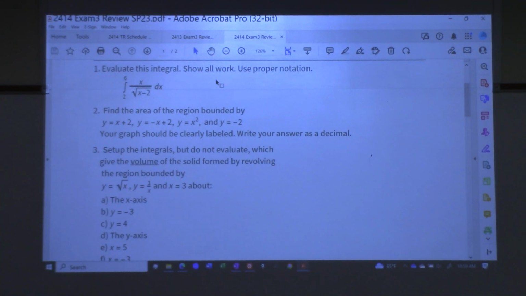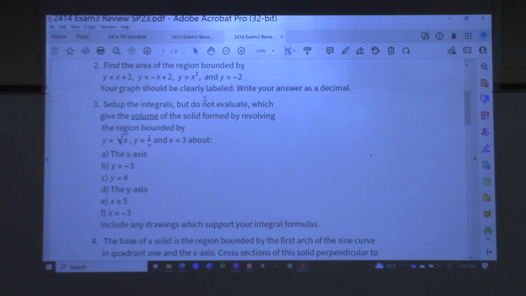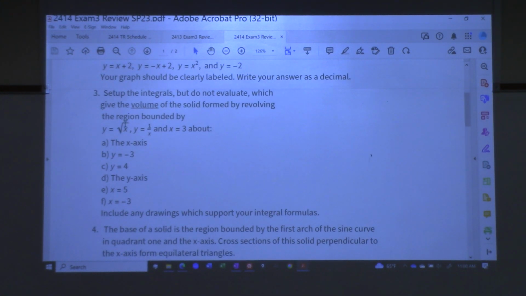So what you might want to do on the test, just set it up and then come back and finish it later. It's up to you. And then from there on, it's setting up integrals. So set up this integral that gives you the volume. You've got a region. You're rotating around these different axes and lines. And I told you to expect this. That's what it'll look like.